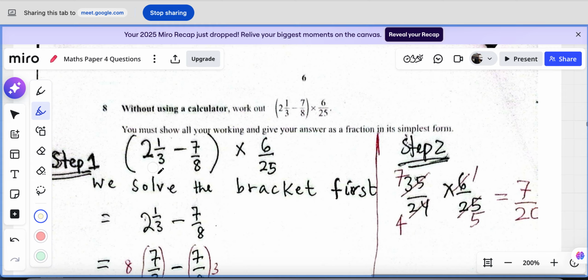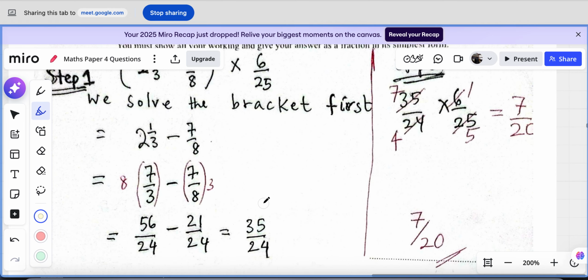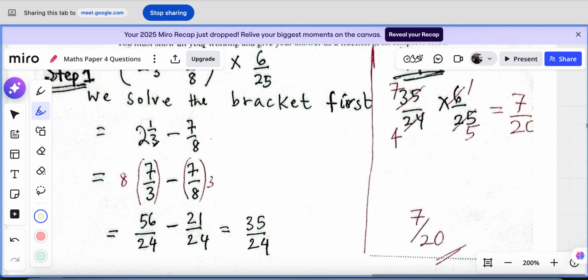So I'm going to change this one to a proper fraction first. You know it's a mixed number. So we're going to change it to a proper fraction. So we solve the bracket first. That's what we wrote. So the first thing we do is to change this to a proper fraction by saying 3 times 2, we get 6, plus 1, we get 7. It becomes 7 over 3. This is the fraction. 3 times 2, that's 6, plus 1, we get 7. So the fraction becomes 7 over 3.